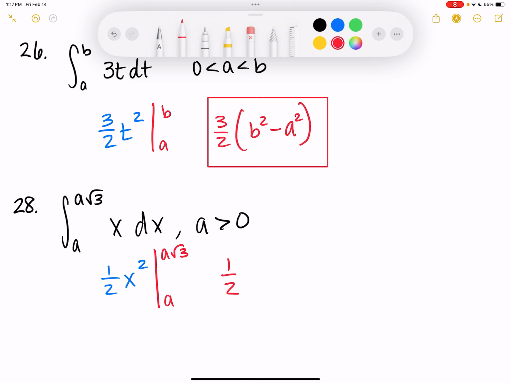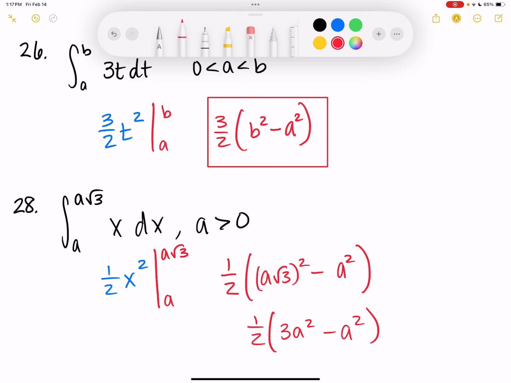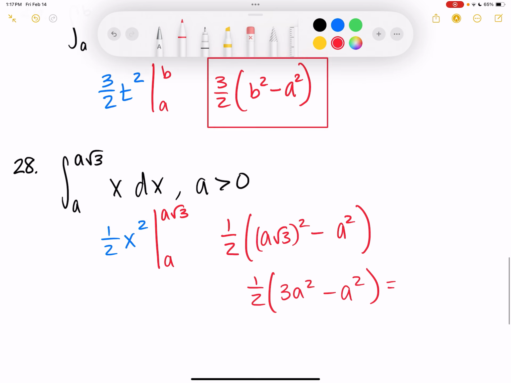So we got 1/2 times A root 3 squared minus A squared, which is just 1/2 times 3A squared minus A squared, which is 1/2 times 2A squared, or just A squared.